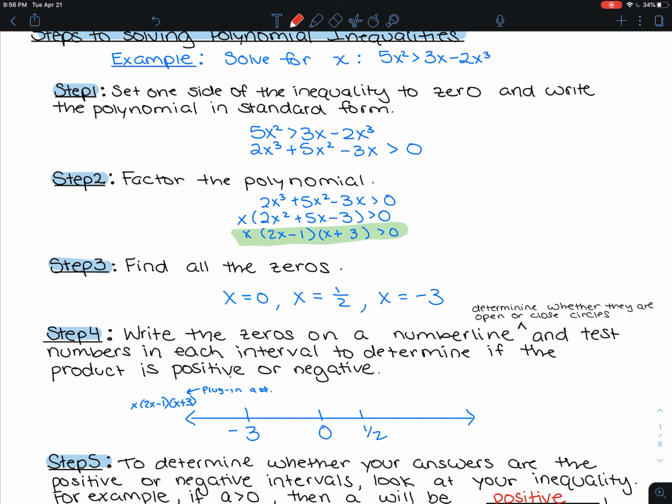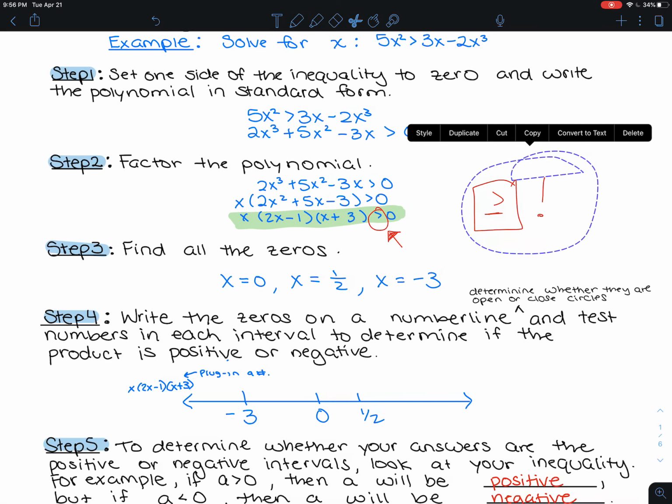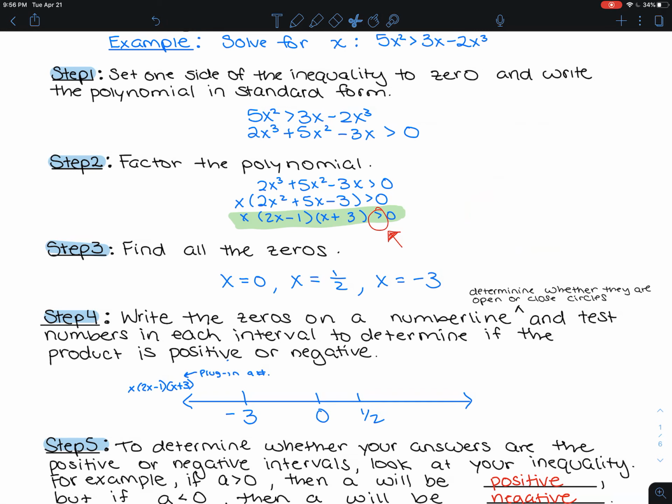Now, if you look here where I'm pointing, we have greater than 0. That means that we do not want to include our zeros in our answer. If I had greater than or equal to 0, then we do include them. But because I don't have equal to 0, we write open circles on our number line. So let's go ahead and do that now.